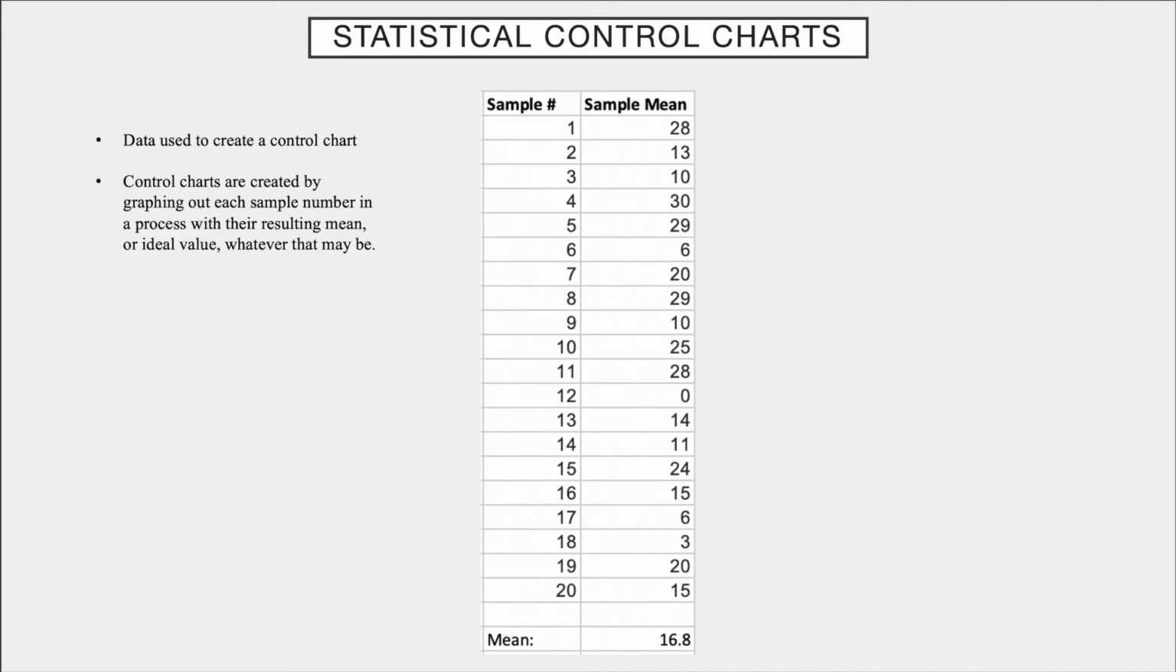The statistical control chart is an important tool that is most used in the quality engineering sector as a way to improve process efficiency and increase overall product quality. A control chart is comprised of several data points, as seen in the table presented here, that are organized in a sample number to resulting value relationship.